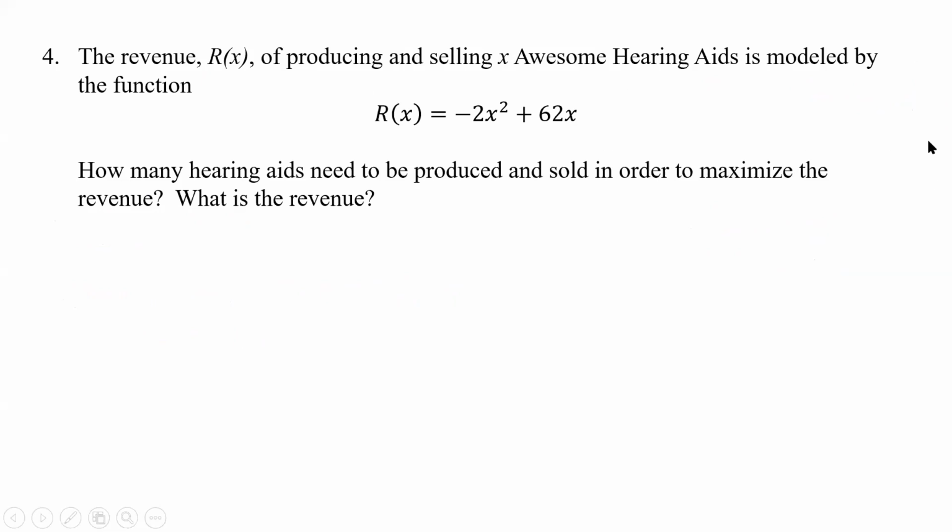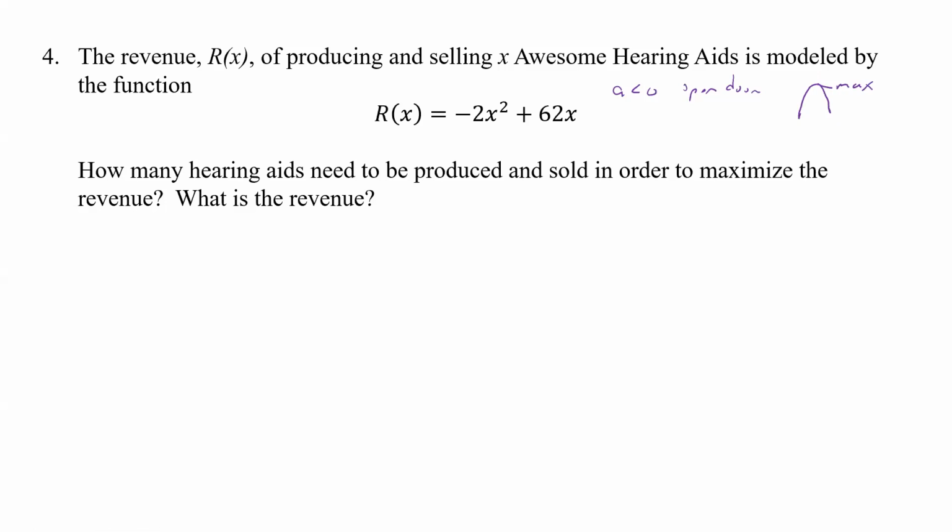Now we've got a revenue one. So looking at this, before we do anything and read anything, we see that A is less than 0. And so what does that tell us? We're going to open down. And so that means we're going to have a max. And so hopefully that's what it's asking for.